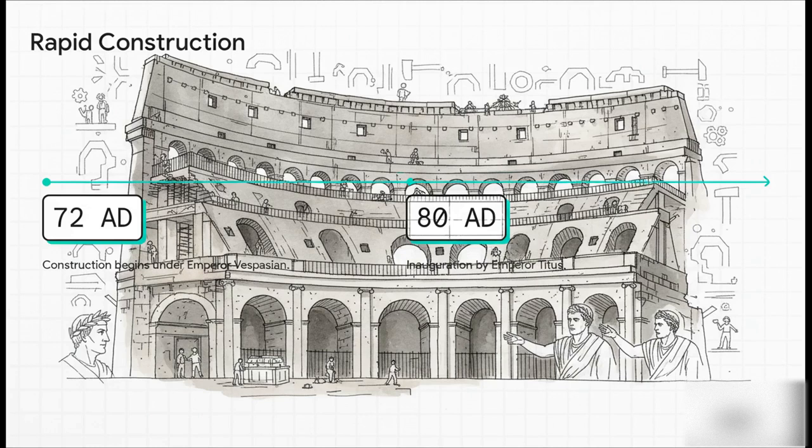That is just 8 breakneck years to build a structure that would go on to define an entire empire. Absolutely mind-blowing.